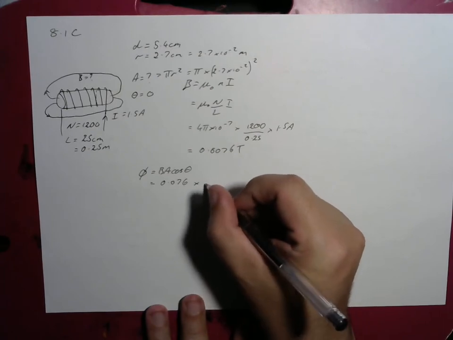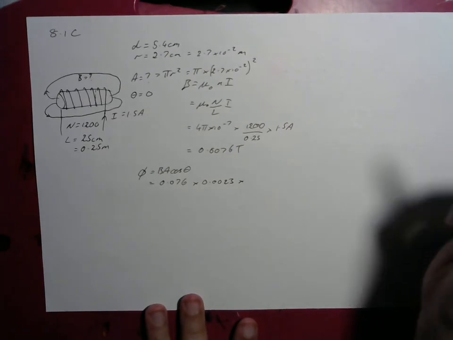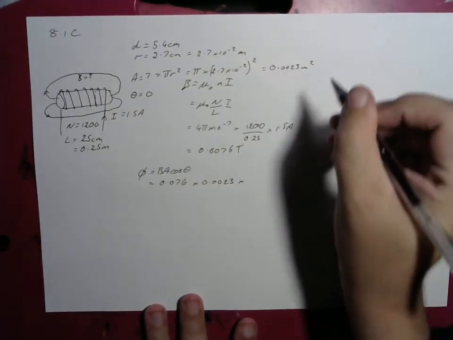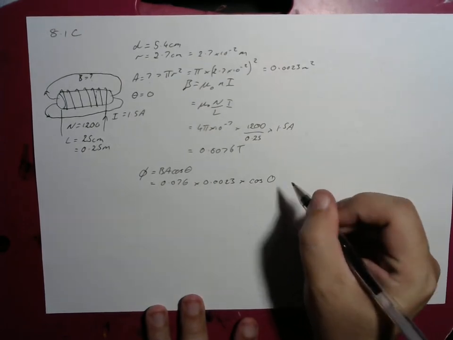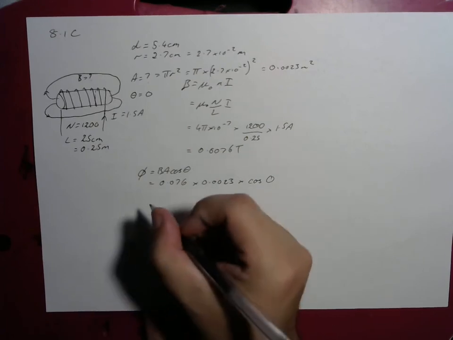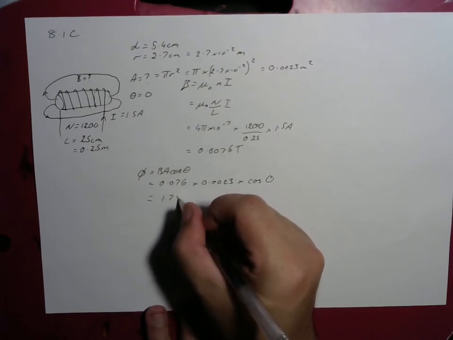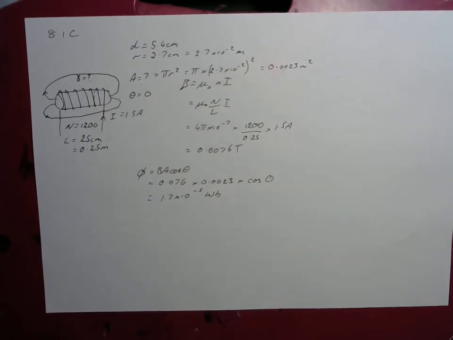And then we're going to multiply that by pi, which will give us 0.0023. And the cosine of the angle, cosine of 0, because the perpendicular vector is parallel to the field. Complicated to say. 1.7 times 10 to the negative 5 Webers.